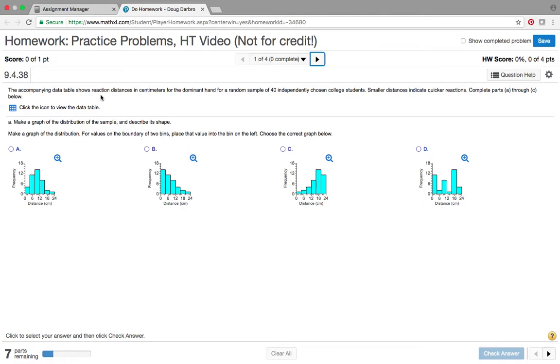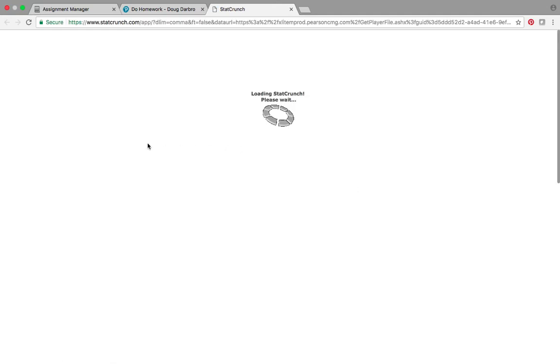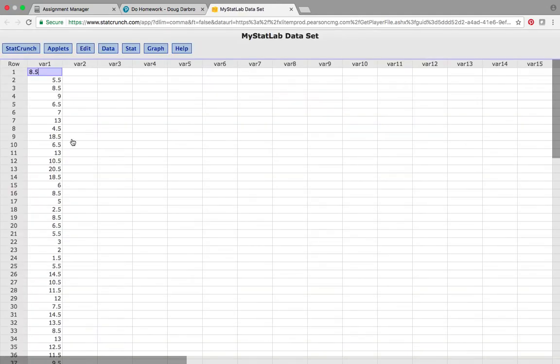All right, the accompanying data shows reaction distances in centimeters for the dominant hand for 40 independently chosen subjects. Smaller distances indicate quicker reactions. Okay, so we've got our data, and you can see there's a lot of numbers here, so I want to put those in StatCrunch. And so we have about 40 measurements.